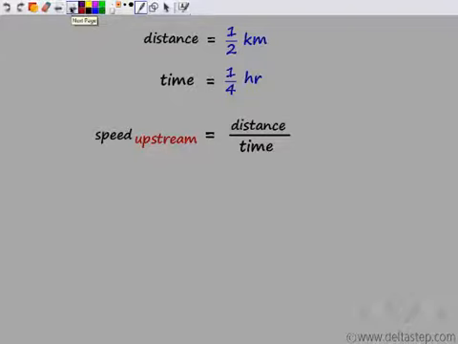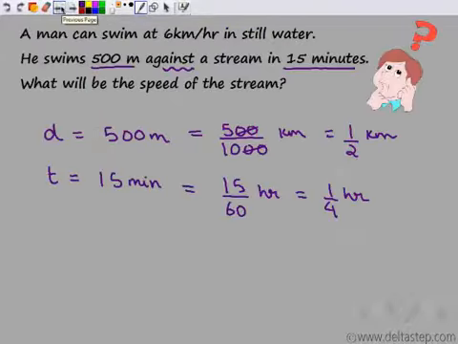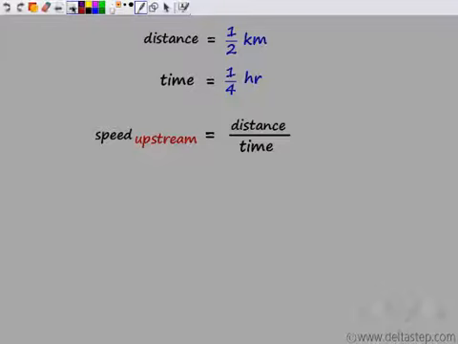What I'm interested in is finding the speed upstream. Why is it upstream? Since he's going against the stream, he's going upstream against the stream. When you're going against the stream, then the speed decreases. That is difference of speeds. So we know distance, we know time. This is the distance which he goes against the stream, that is distance upstream, and time which he takes to cover this distance upstream. So this gives me speed upstream. So I get half kilometers divided by 1/4 hour.